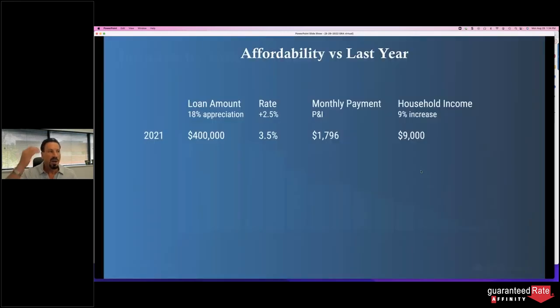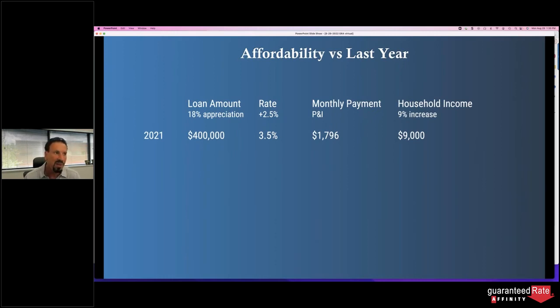Another important aspect of what the media does is they drive this idea that homes are not affordable. I want to show you a really important way that we need to look at affordability. Now, clearly, we will agree that it is less affordable this year than last year. Mortgage rates have gone up a lot. Prices have gone up a lot. There's no argument there. But we want you to see the whole picture because it's important to explain this to your customers. Last year, if you were buying a home and you needed to take out a mortgage for $400,000, perhaps you could get a rate around 3.5%, and your payment would be about $1,800 a month.